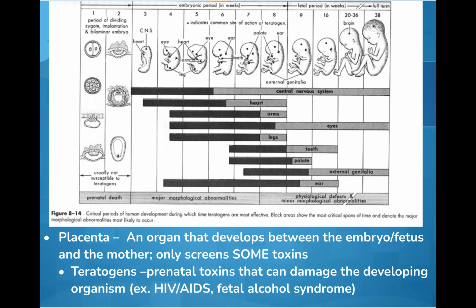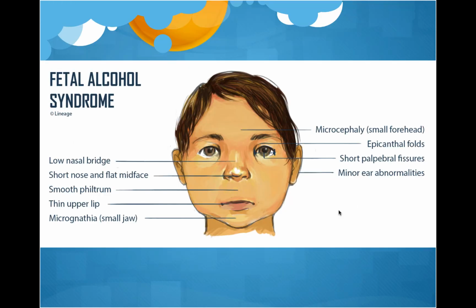You can see that, again, it's during these critical periods in the embryonic period when the most abnormalities or the most damage can occur. And then as we get into the fetal period from about 9 weeks on, we can still see negative effects from exposure to teratogens. One example of a syndrome that can occur as a result of this type of exposure to teratogens is fetal alcohol syndrome. And these are some of the physical characteristics that may be seen in a child with fetal alcohol syndrome, in addition to cognitive impairments as well.